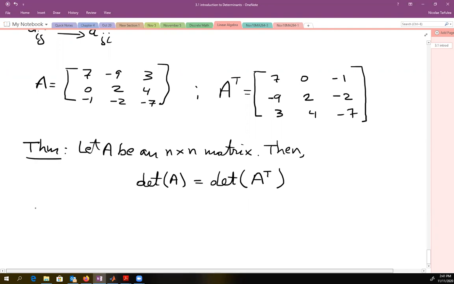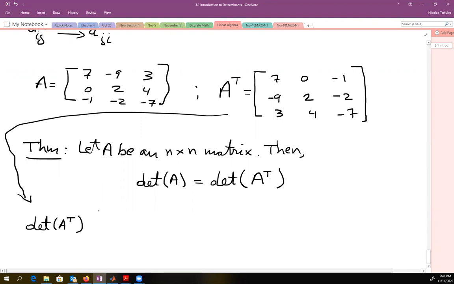So let me convince you that this is the case for our example. We'll get to compute more determinants in this way. You compute the determinant of A, and I'm going to compute the determinant of A transpose for this example, and let's see if we get the same number. We should.